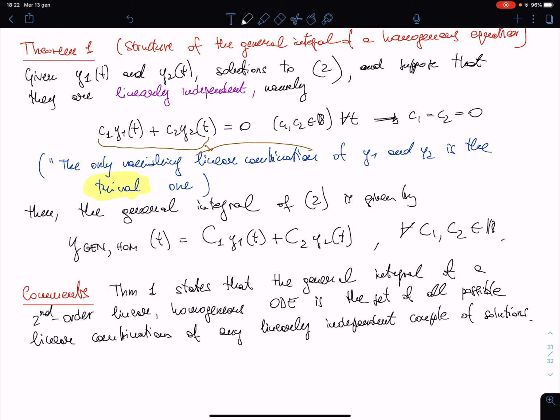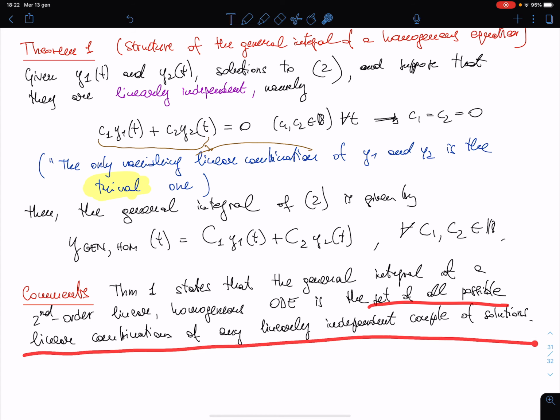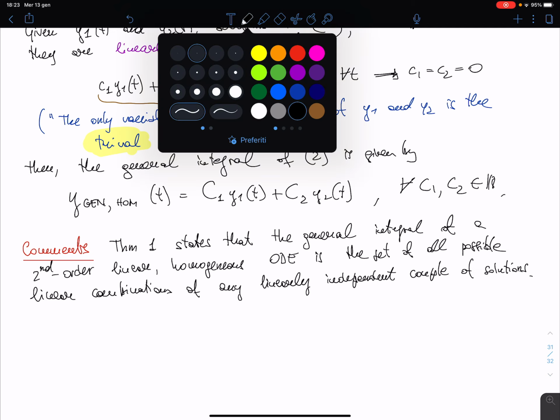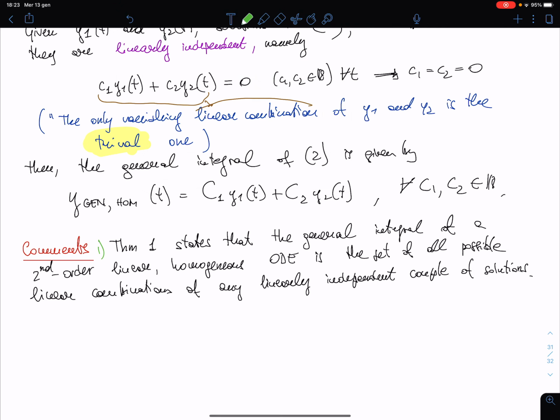This is theorem 1. The general integral of a second order linear homogeneous ODE is the set of all possible linear combinations of a linearly independent couple of solutions. This was the first comment. Let me give you the second comment.